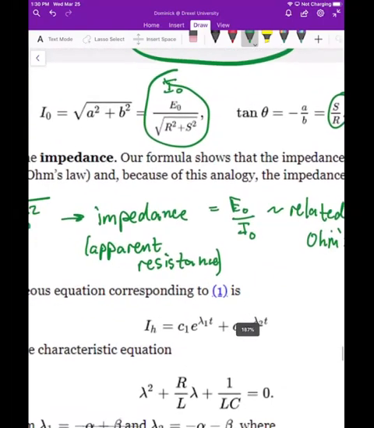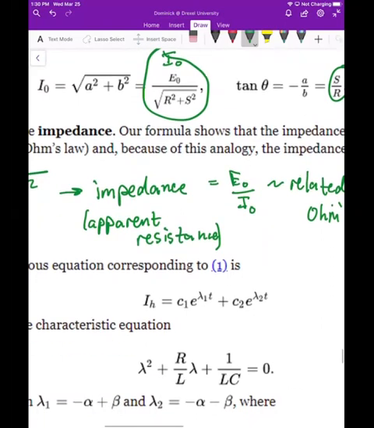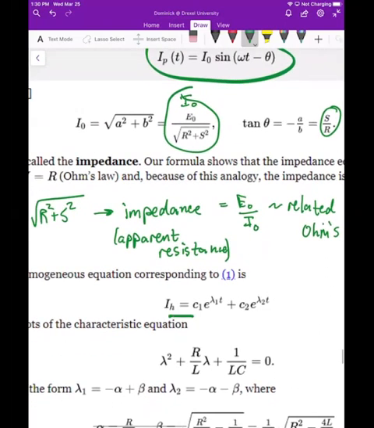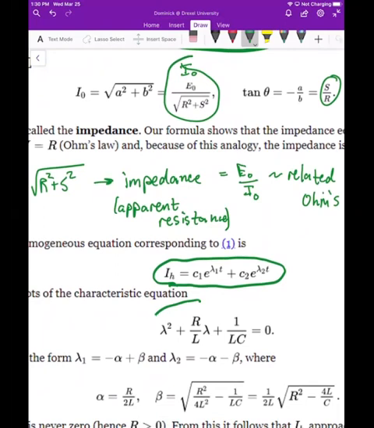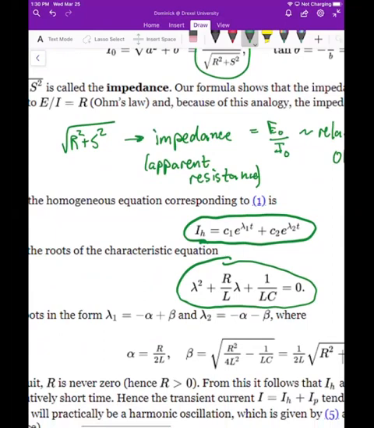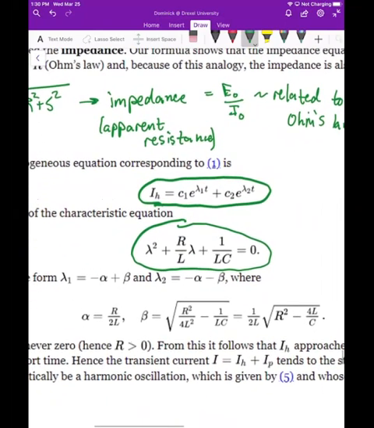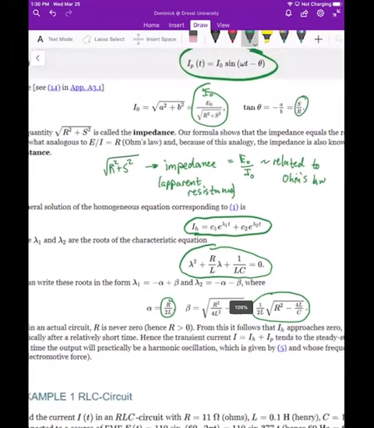Okay, so of course a homogeneous solution will look like something like this, because we are looking for the roots of this characteristic equation, of course, once we divide through by L. And you can find that your two roots are negative alpha plus or minus beta. And of course, your alpha is given by R over 2L, and your beta is 1 over 2L times the square root of R squared minus 4L over C. All right, and that's something that you can and should verify, but for time's sake, we're not going to go through it.